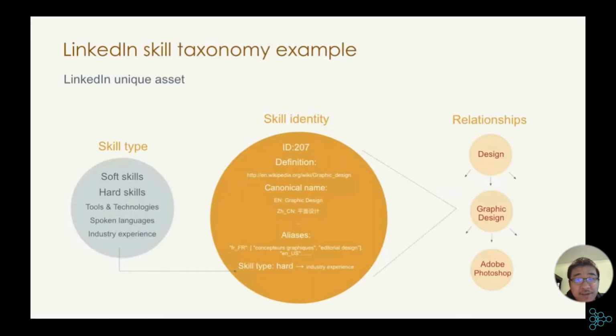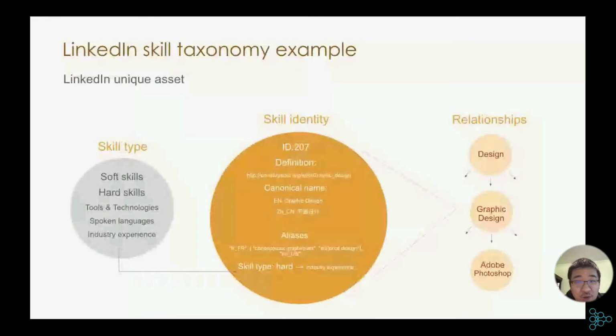So over the past more than 10 years, LinkedIn created our own skill taxonomy, where the skill vocabulary is used to represent LinkedIn members, jobs, and courses. Here's one example for a specific skill, graphic design. You can see in the taxonomy, we describe the definition.